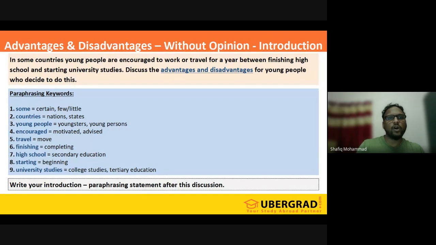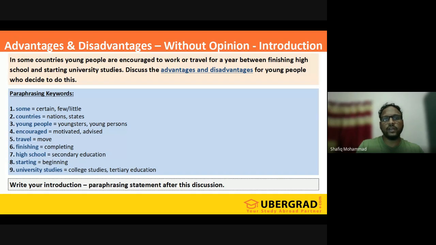So, how to paraphrase? Like yesterday we did, we can paraphrase even word to word. For example, "in some countries", you can say "in some nations" or "in certain nations" or "in few nations". For "young people", "youngsters" or "young persons". Youngsters is better. "Encouraged" can be "motivated". "To work or travel", you can write "to move". And "to finish" you can use something like "completing".